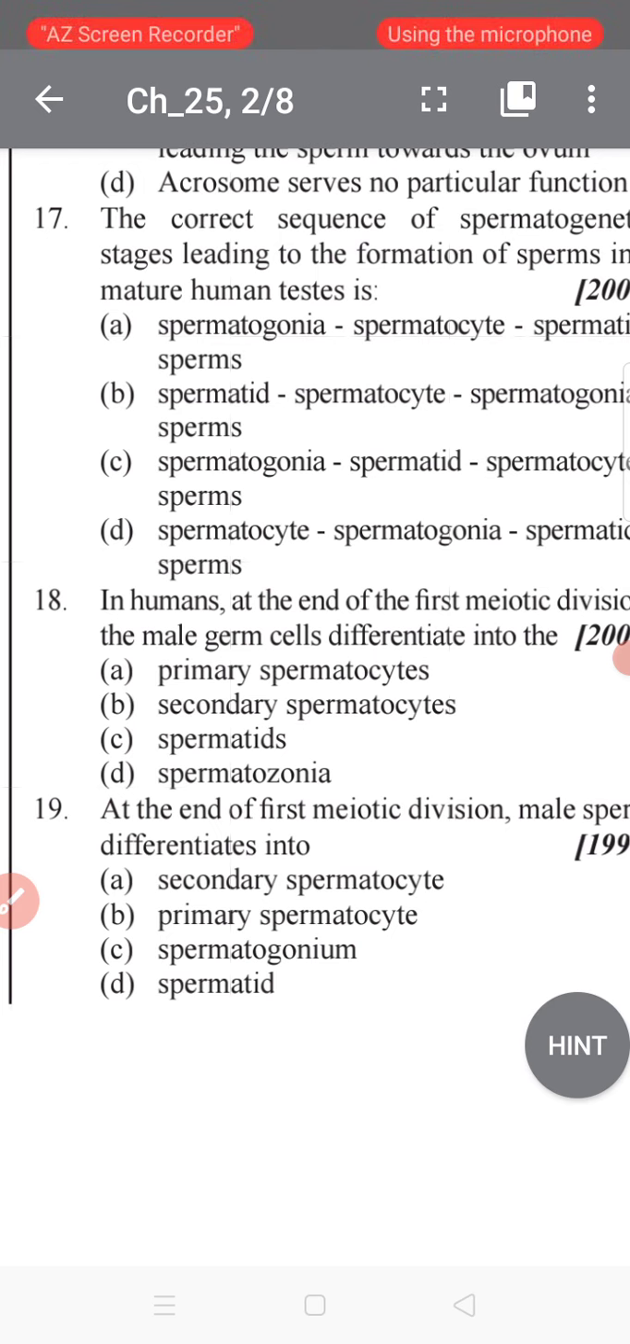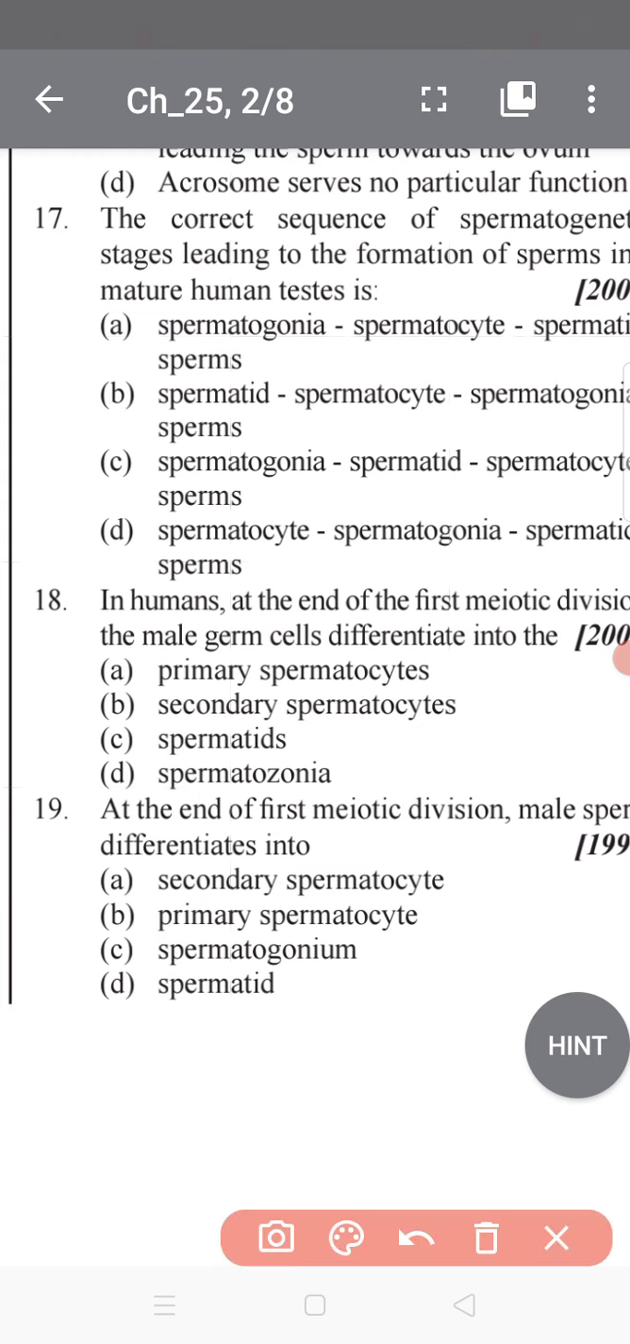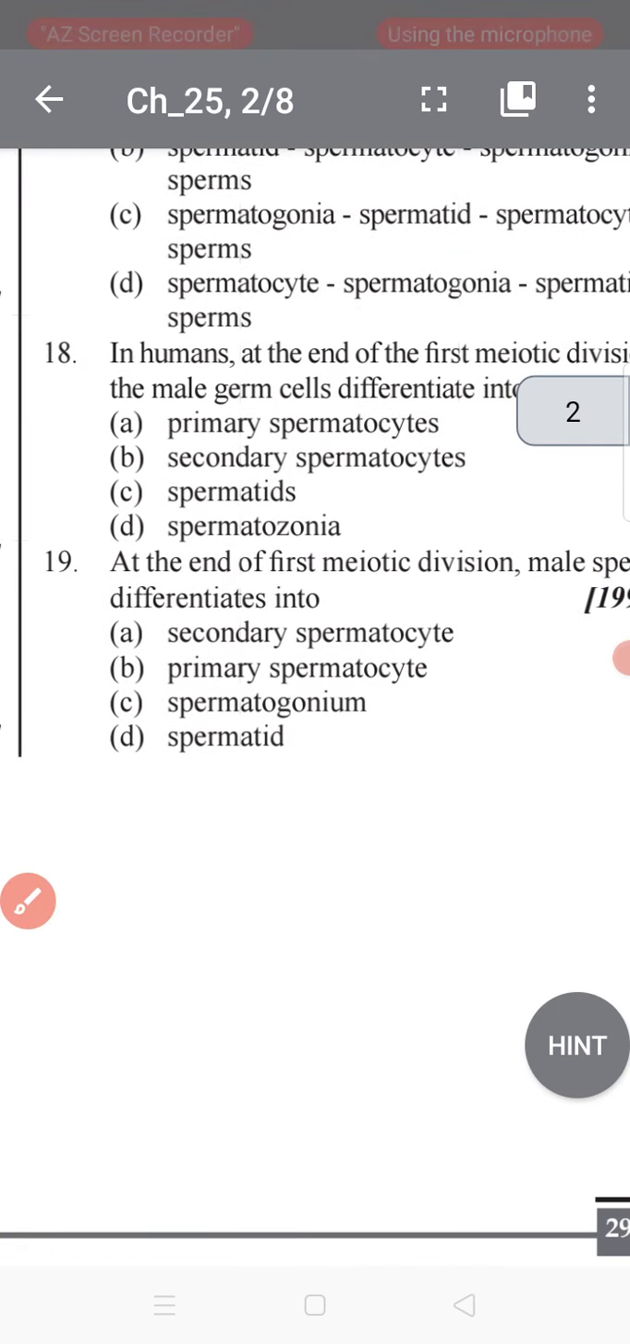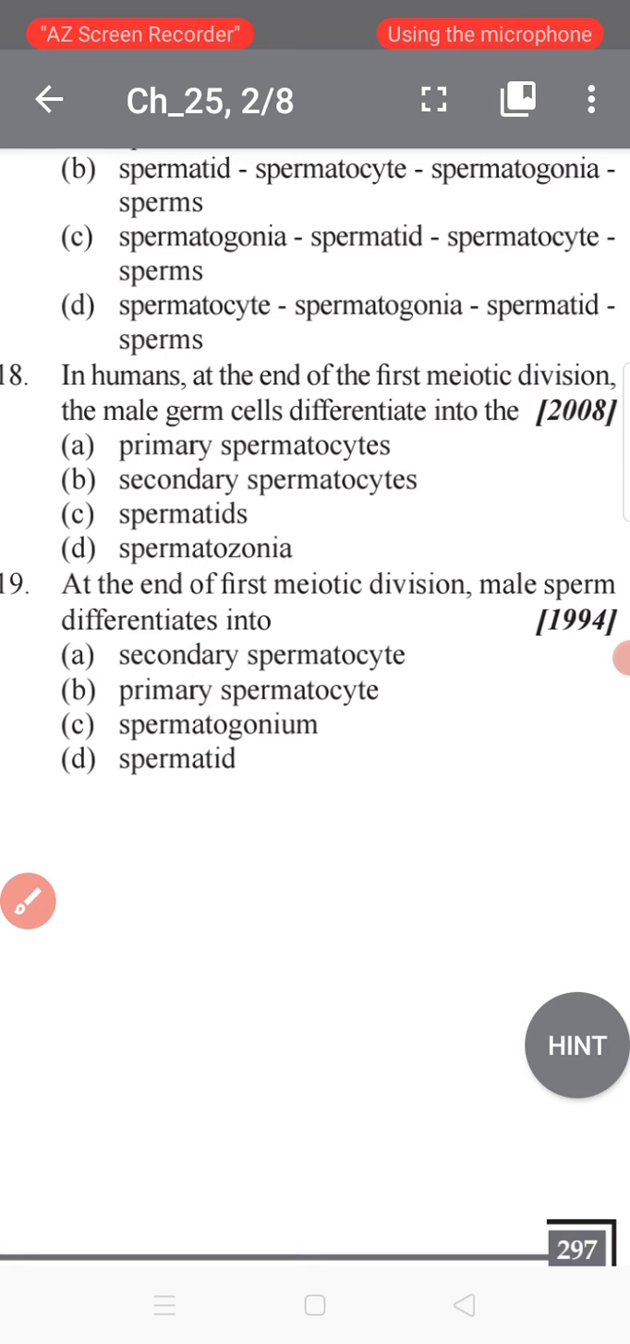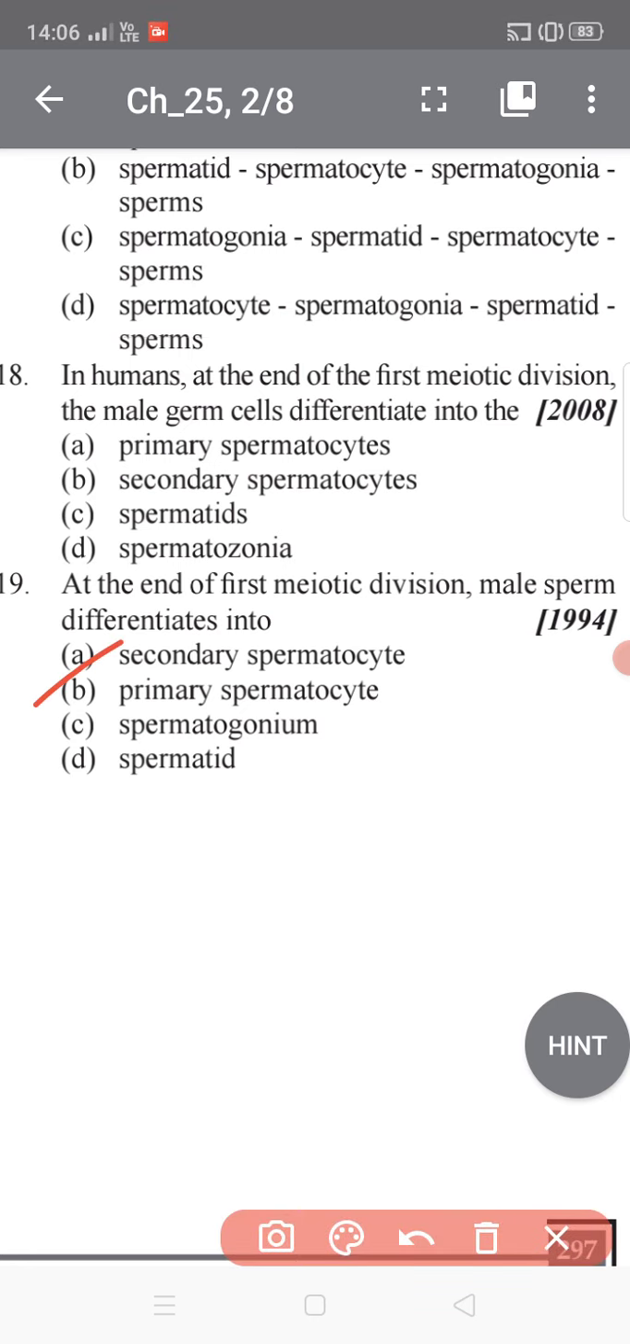So the option is: in humans, at the end of the first meiotic division, the male germ cells are differentiated into the secondary spermatocyte. So option B, secondary spermatocytes, is more appropriate here. Now question 19: at the end of the first meiotic division, male sperm differentiated into, tell me, secondary spermatocyte. The 1994 PMT asked this question.